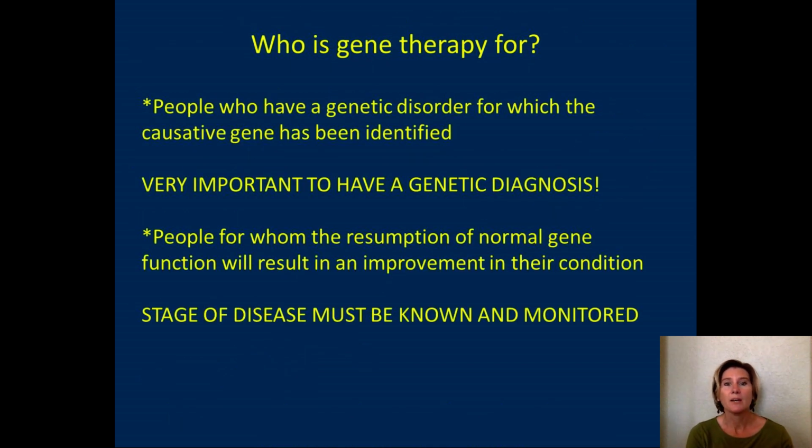So moving on. Who is gene therapy for? Well, there are a couple of criteria that are important for considering a hypothetical gene therapy. In the first place, targeted therapy for a specific gene is only going to work in a person who has a disorder in which that particular gene has been identified. Now, in a complex disorder like Usher syndrome that can be caused by mutations in many different genes, it's really important to have a genetic diagnosis to know which gene is affected in your particular case and which gene therapy might be appropriate for you.